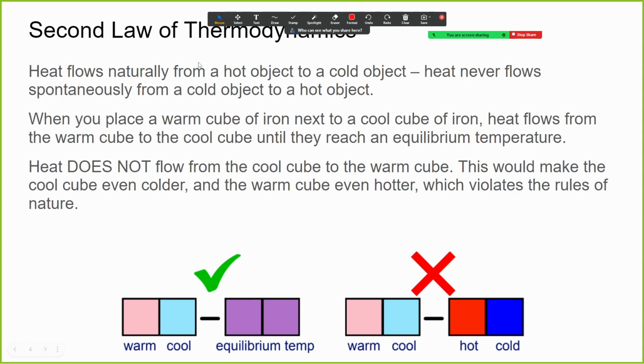So, heat flows, once again, naturally from a hot to a cold object and never spontaneously from cold to a hot object. When you place a warm cube of iron next to a cool cube of iron, heat is always going to flow from the warm cube to the cool cube until they reach some kind of equilibrium temperature. Heat will not flow the other way because that would make the cool cube even colder and the warm cube even hotter, which violates nature. This is what you want here, this equilibrium temperature.